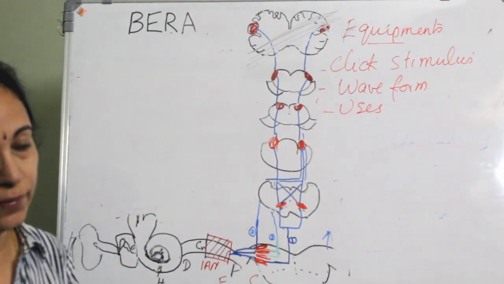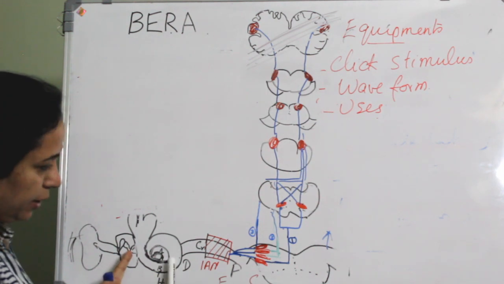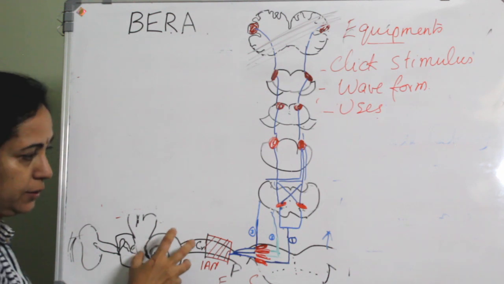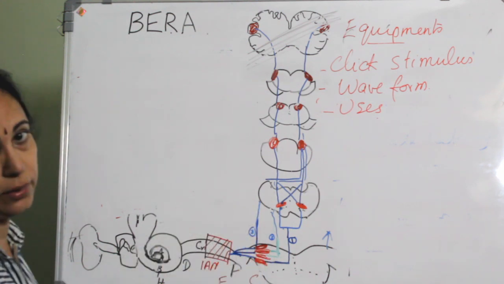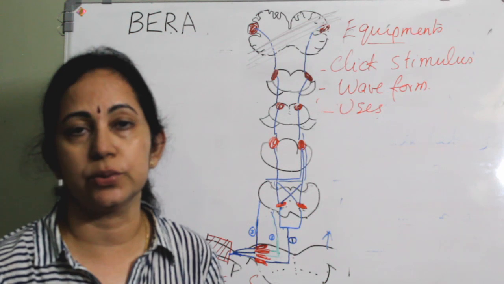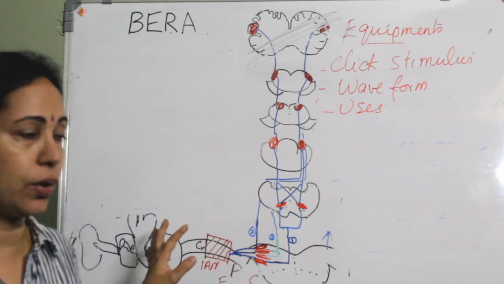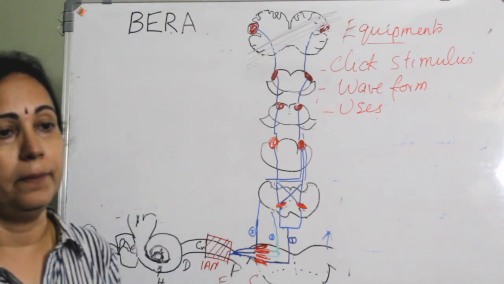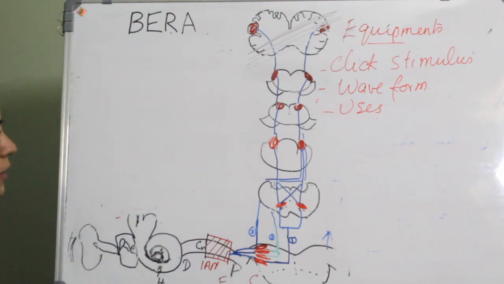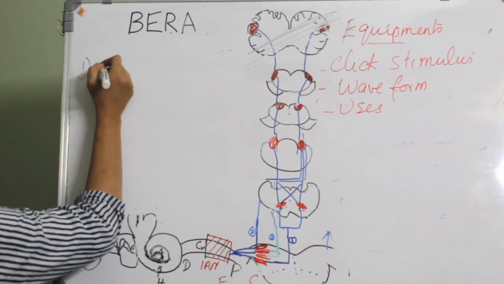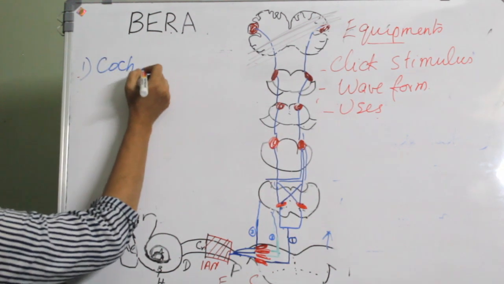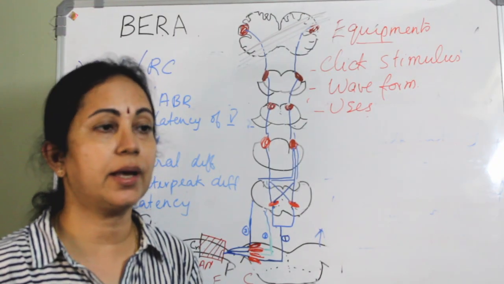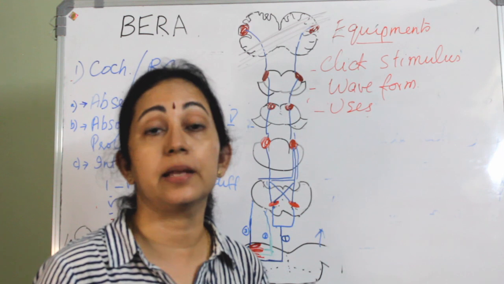The first thing is that we can differentiate between cochlear and retrocochlear. So cochlear is within the cochlea, retrocochlear is beyond, in the central acoustic pathway. Whether the lesion is in the cochlear or in the retrocochlear area, we can very well differentiate by doing a BERA. So in the differential diagnosis of cochlear and retrocochlear lesions, BERA helps a lot.